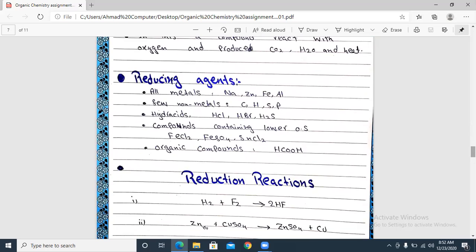Here we will see about some reducing agents. All metals are reducing agents, such as sodium, zinc, iron, aluminum, and the non-metals carbon, hydrogen, sulfur, phosphorus. Some are hydra acids: HCl, HBr, H2S. Compounds containing a lower oxidation state are FeCl2, FeSO4, and SnCl2, and organic compounds like HCHO.